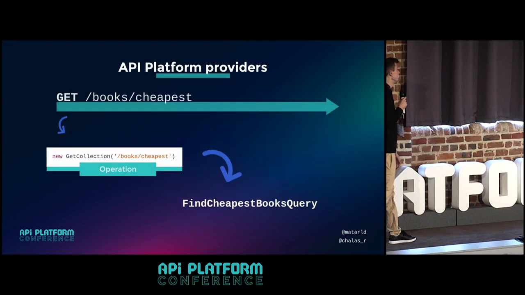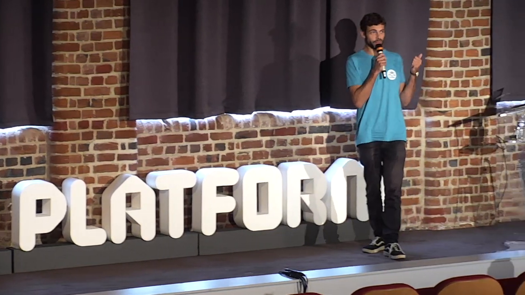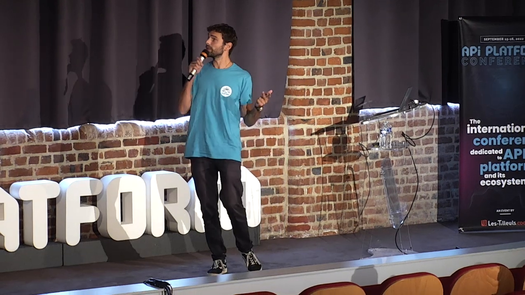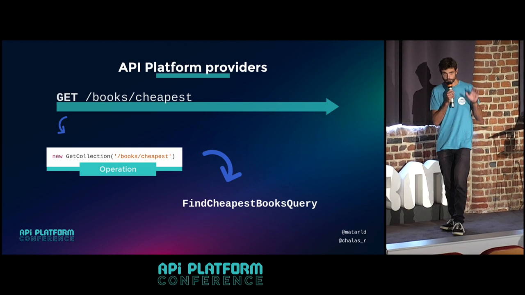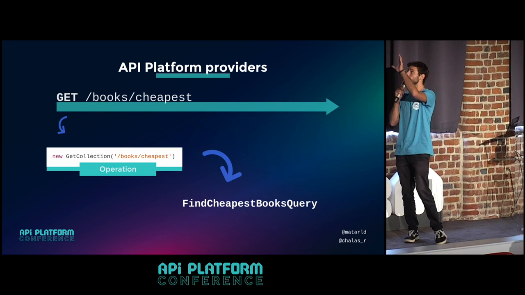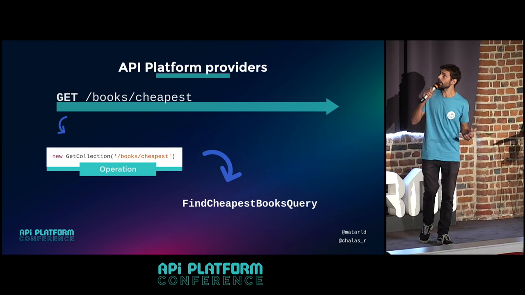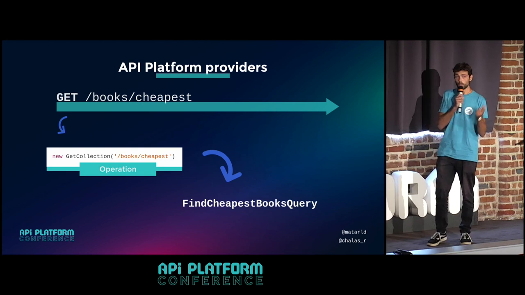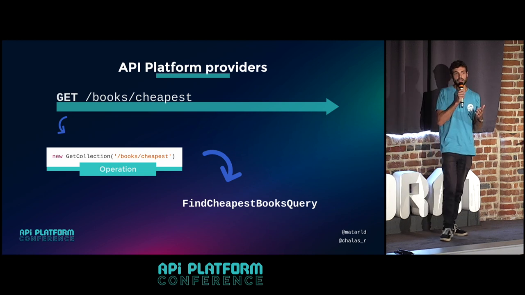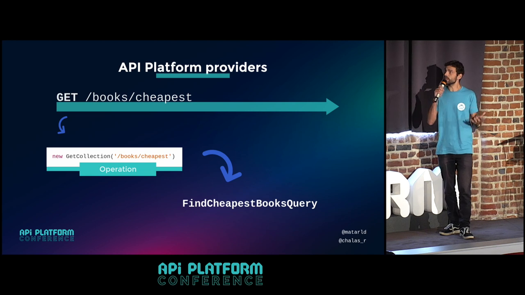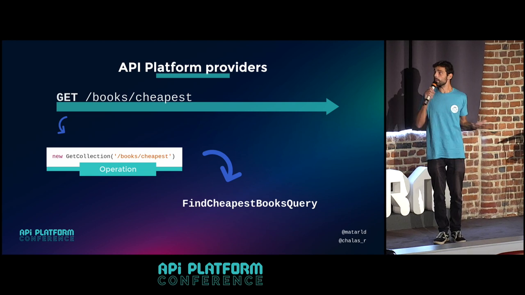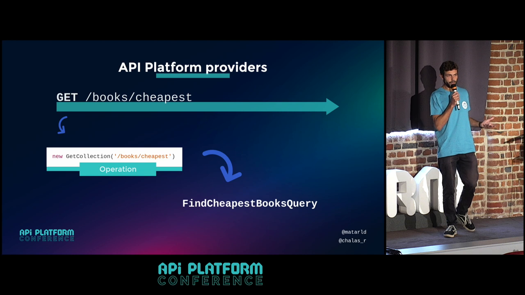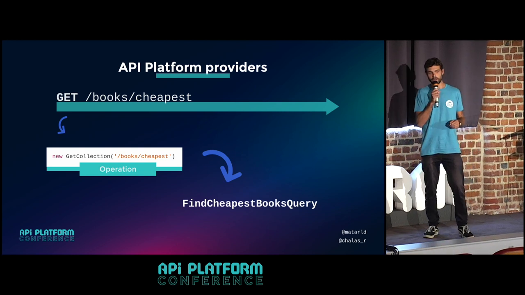Okay, great. So, if you listened well, we have seen the domain layer, we have seen the application layer. Now we'll talk about API Platform, because it's API Platform conference, so we'll discuss the infrastructure layer. Okay, so the entry points to API Platform are operations. Indeed, for each URL, for each route we want to listen to, we need to define an operation in the API resource. An operation is basically holding a configuration telling API Platform how to behave when such a request is made.